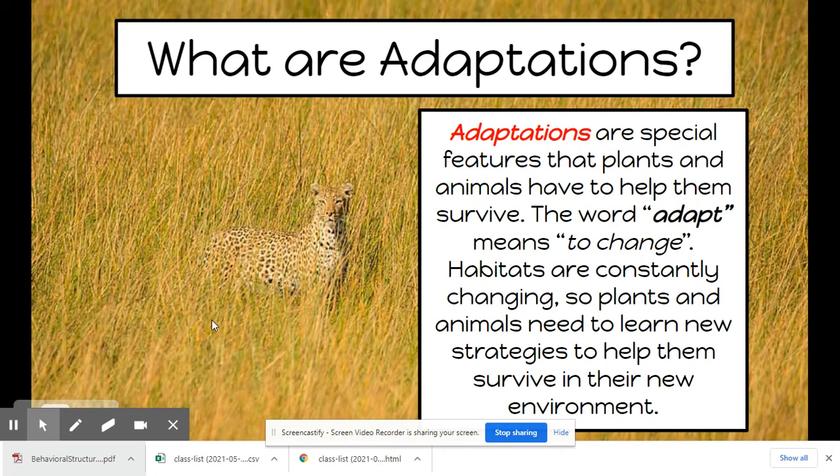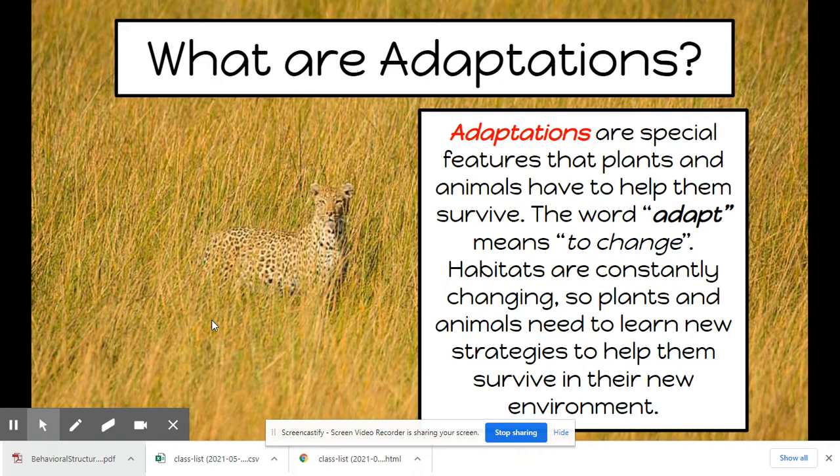first of all, before we dive right into it. So, adaptations are special features that both plants and animals have to help them survive. That word adapt means to change. Habitats are constantly changing, so plants and animals need to learn new strategies to help them survive in their new environment. Think about you, ladies and gents.